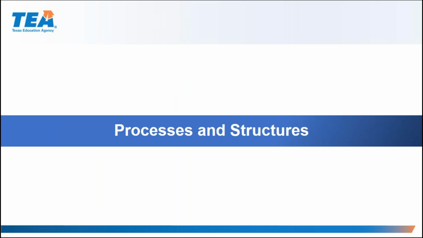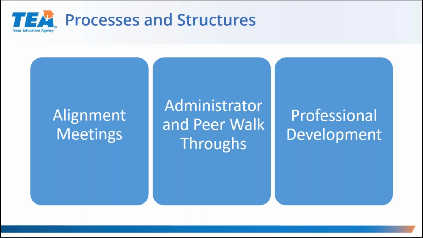So let's jump into some of the processes and structures that can support alignment. There are three main processes and structures that support alignment. They include alignment meetings, administrator and peer walkthroughs, and professional development. Many of these things might be occurring already within campuses in your district, and so you have a foundation to build on.